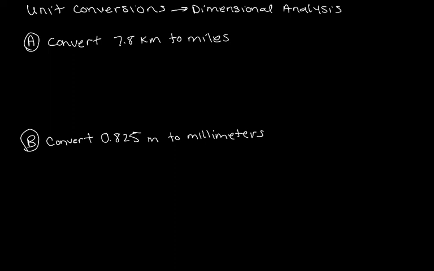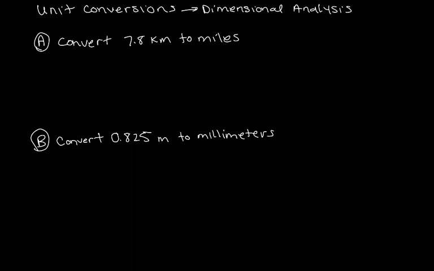And we do this by following a process called dimensional analysis that we will apply later also when we learn chemical equations. So how would we convert 7.8 kilometers to miles using dimensional analysis? Well, we always start with what we're given, which is 7.8 kilometers. Then we multiply it by a conversion factor. And we usually look this up. We can tell that from kilometers to miles, we're going from metric to English.